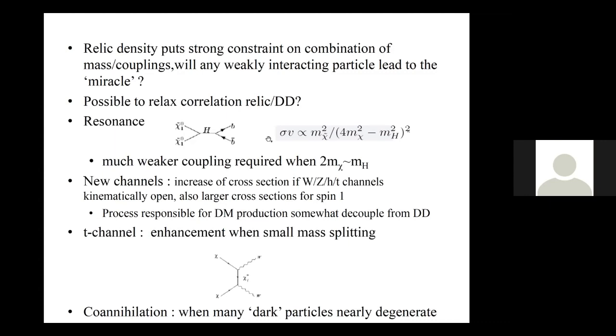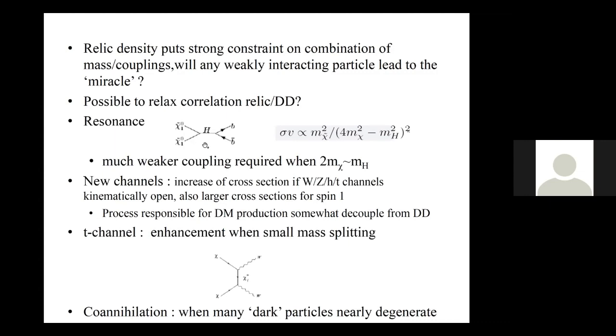Okay, so we've already seen an example where there is a possibility to relax this correlation. And this is the case where you have resonance in annihilation. This is a very common case in many new physics models. You have a new mediator that can possibly be on resonance depending on your choice of the mass parameter of the mediator. Here it's the Higgs, so it's fixed, and the mass of the dark matter.